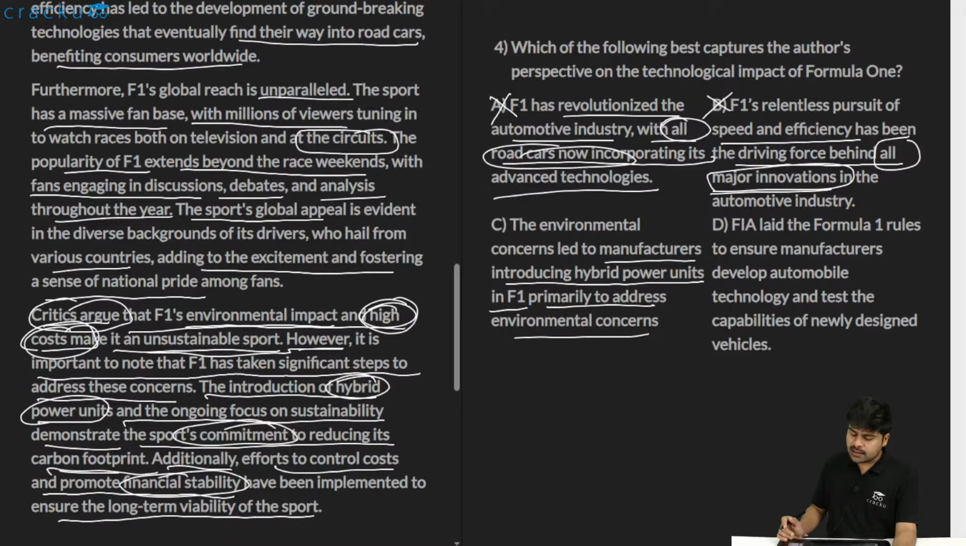FIA lead the Formula 1 rules to ensure manufacturers develop automobile technology and test the capability of newly designed vehicles. We can't really say that, right? They developed rules and regulations to actually ensure fairness, to standardize everything, to actually formalize the whole race. It was not really about automobile manufacturers, right? The correct answer remains option C.